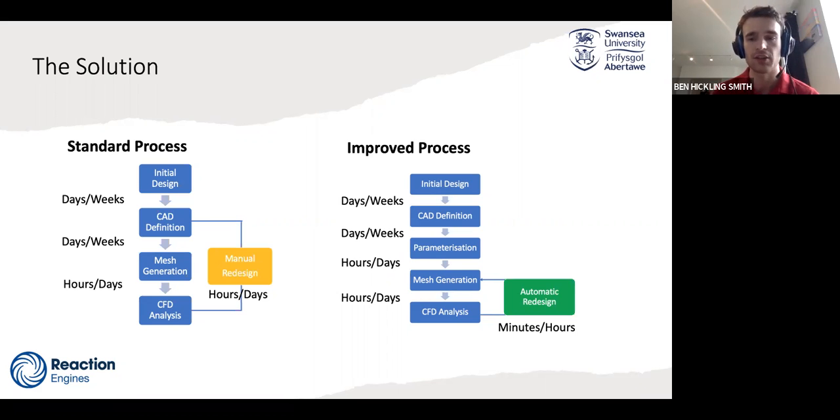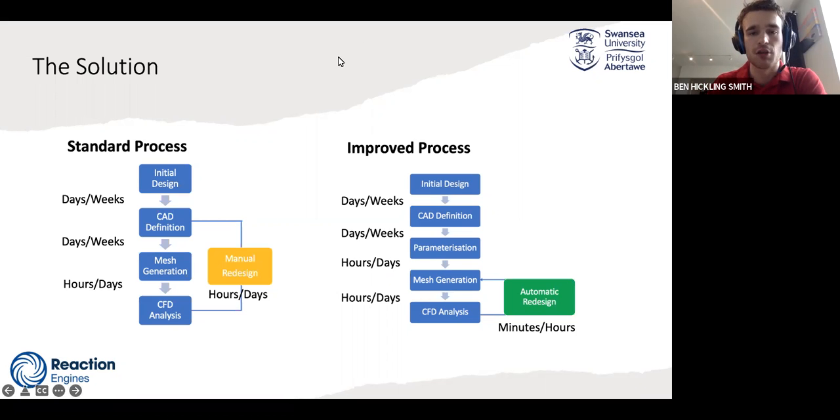Once the CFD analysis has been run, we then get a picture of what the airflow over the aircraft looks like. And we can go through this manual redesign process where we sit down with a group of engineers or a team of experts and look at where we think we can improve the design. That can take as much as one meeting or maybe a few meetings. And then we essentially just have to go back to the start where we change that original CAD definition, change the design, and go through the whole process again.